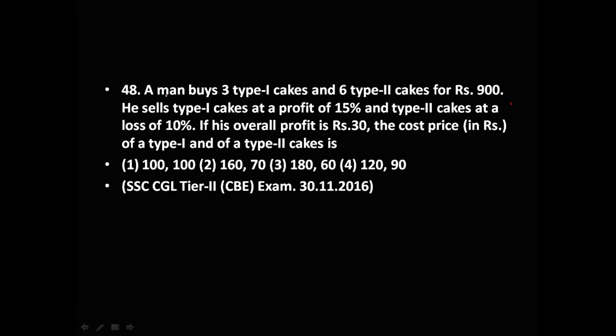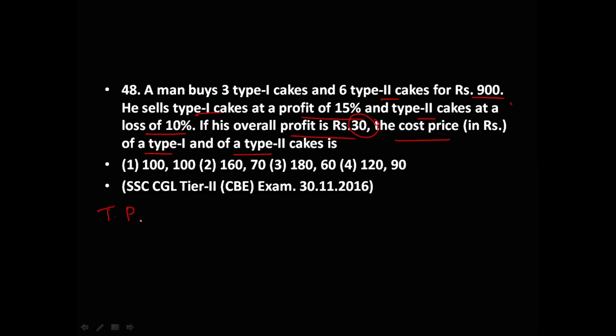So 48. A man buys 3 type 1 cakes and 6 type 2 cakes for rupees 900. He sells type 1 cakes at a profit of 15% and type 2 at a loss of 10%. The overall profit is 30. Find the cost price of type 1 and type 2. It has a lengthy process which can be solved by equalizing type 1 and type 2, but I'm showing you something which will help you solve it in a minute. So how can I solve it?